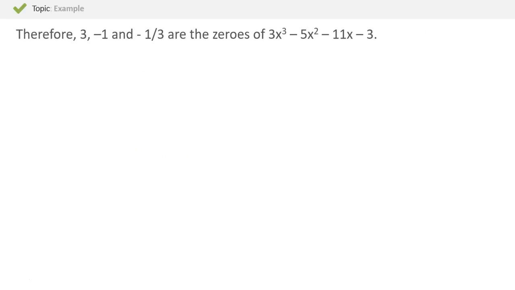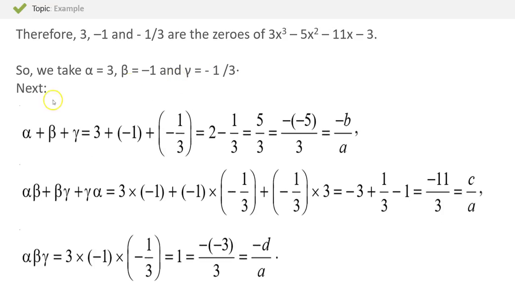And now let's take a look, since these are the zeros of cubic polynomial, and if we consider 3 as alpha, minus 1 as beta, and minus 1 by 3 as gamma, what you get as alpha plus beta plus gamma is equal to 3 plus minus 1 plus minus 1 by 3. When you simplify this, what you get is minus 5 by 3, which is nothing but your minus b by a.